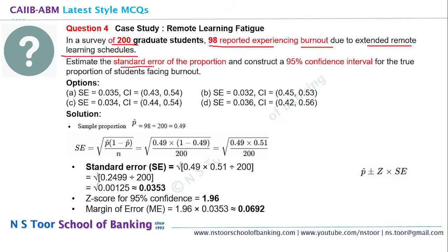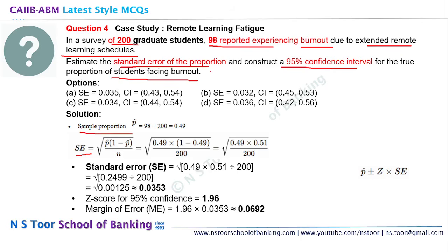So first we have to find the standard error. Estimate the standard error of the proportion and construct a 95% confidence interval for the true proportion of students facing burnout. So how shall I calculate the standard error here? Standard error I can calculate here is equal to, firstly, what is my sample proportion?